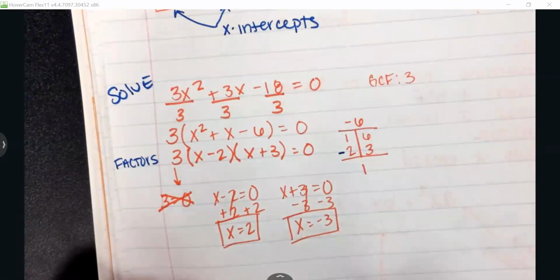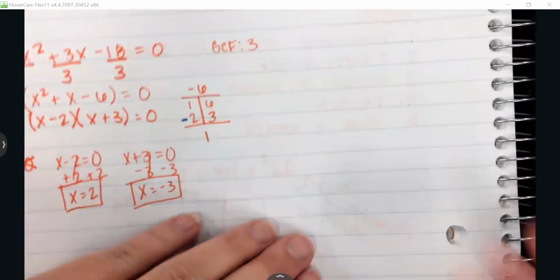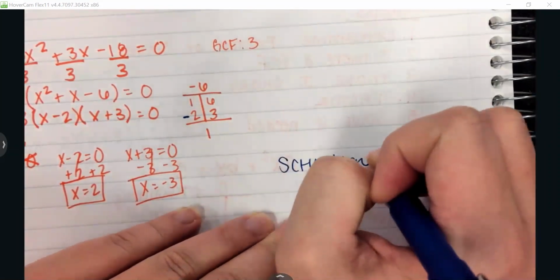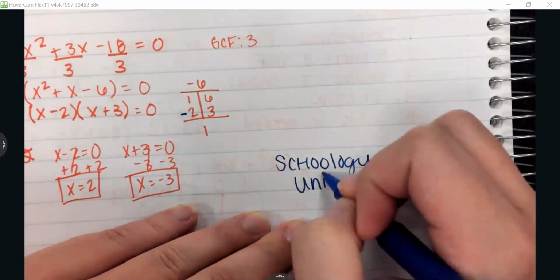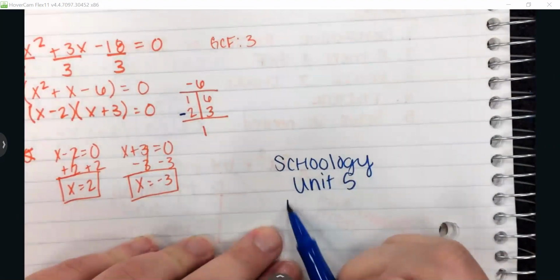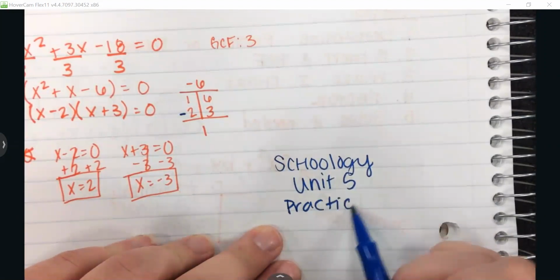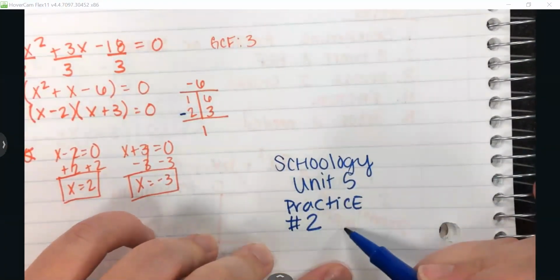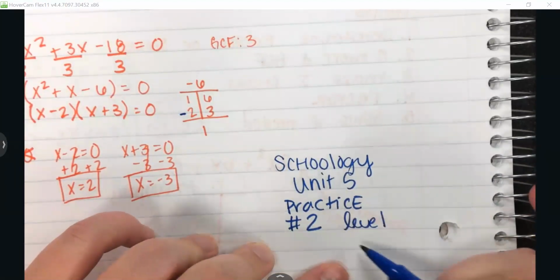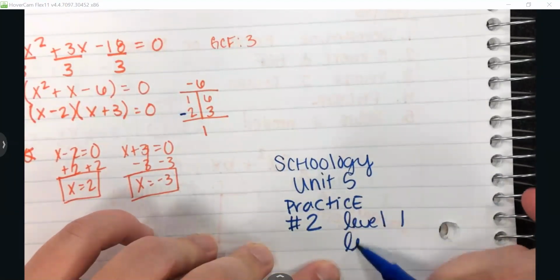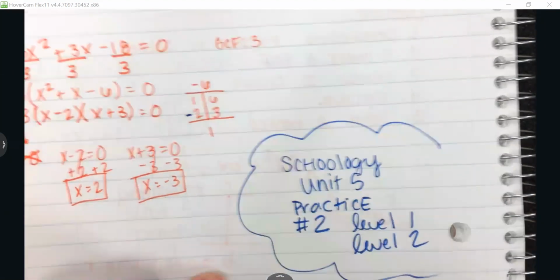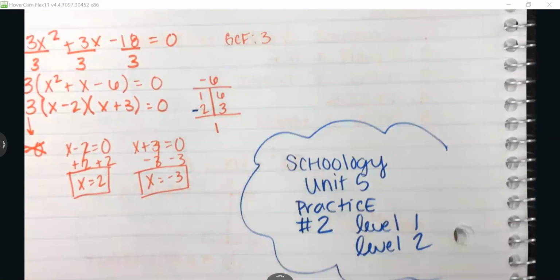Okay, then here's what I want you to do today. In Schoology, Unit 5, under the practice folder, you are in assignment number 2, and I want you working on level 1 and level 2. Those are the 2 things I want you working on today. You can do probably about 6 from each section, okay?